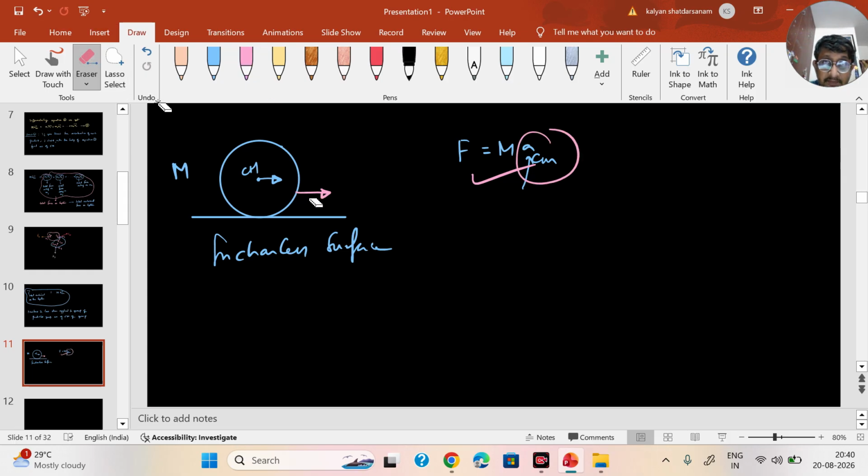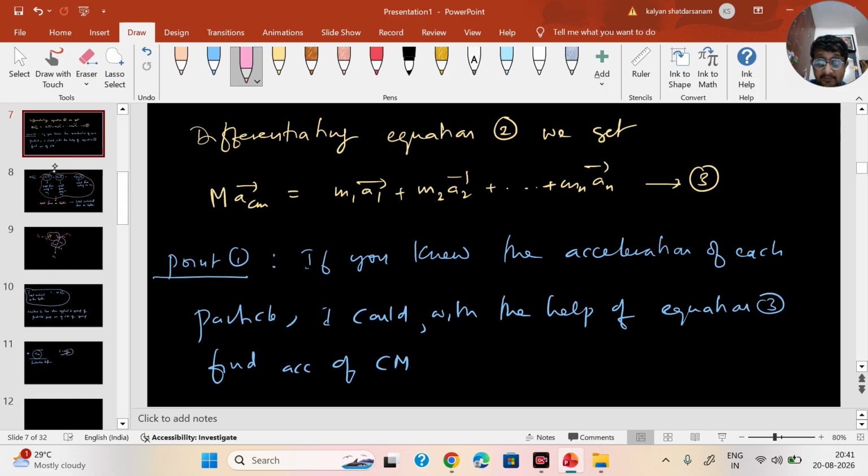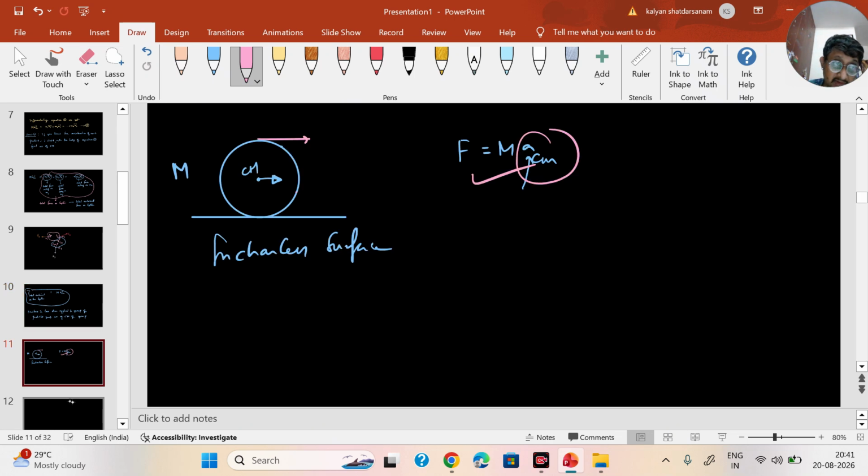Or you apply that force at the topmost point. I don't care where you apply, as long as it is on the body in the same direction. Wherever you apply, you get the acceleration of center of mass only. This is a beauty. So F equal to ma, when you are applying for a group of particles, the a there will be the acceleration of center of mass of the group. So Newton's second law, when you apply to a group of particles, gives the acceleration of center of mass of the group. This is the concept. Now it's not yet over. Not yet over. So the next part is more interesting.